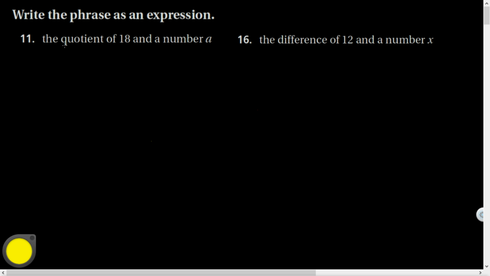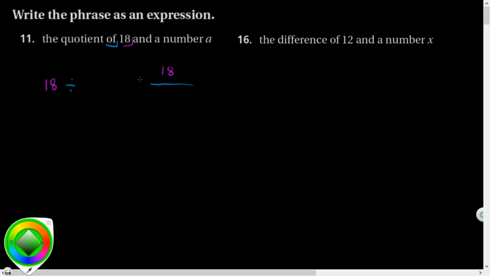Follow along. It says number 11, the quotient of 18 and a number A. As I read this, I'll translate it. The quotient of, I immediately think of division, or I could write it as a fraction bar. Two ways I could write it. Of 18 means 18 is the first thing going in, either to the left of the division symbol or in the numerator. And a number A, that means 18 is being divided by A. So that's how you would interpret that.